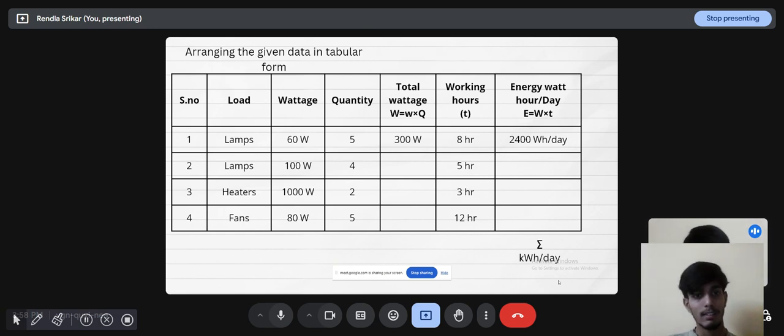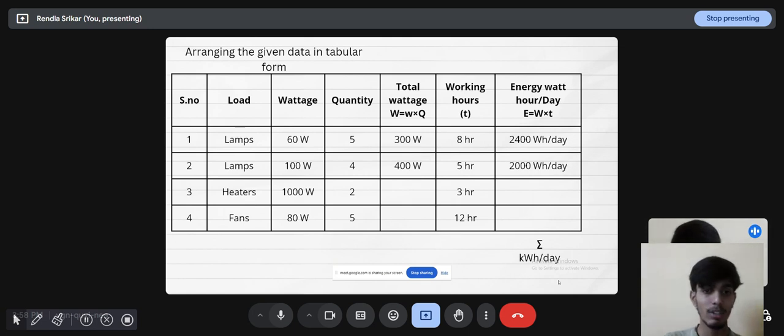So we have lamps, which is of 100 wattage, and the quantity specified is 4. So we will be getting the total wattage as the product of 100 into 4, which is 400, and energy watt hour per day, which is 400 into 5, which is 2000 watt hour per day. So 400 watts and 2000 watt hour per day.